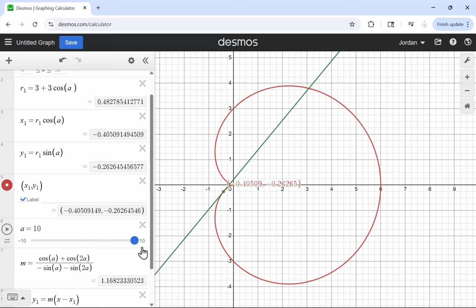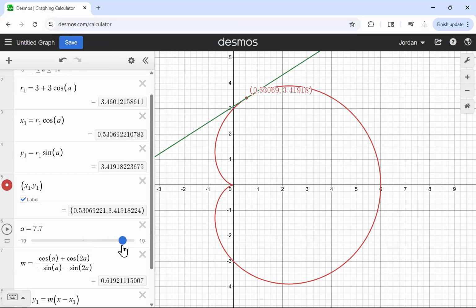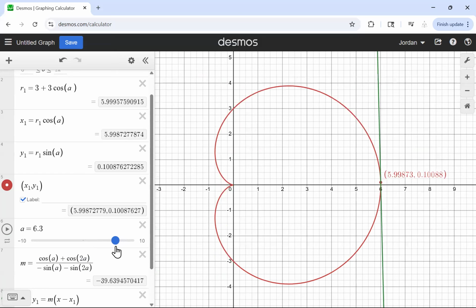And obviously, in this, well, right here as well. So that tells you how to find the derivative of this cardioid and what that would look like, what the slope of the tangent line would look like.